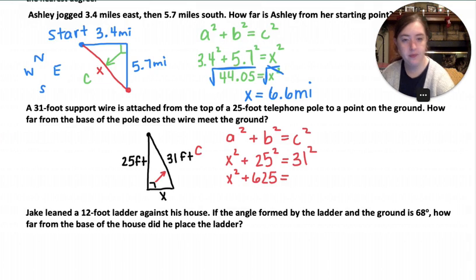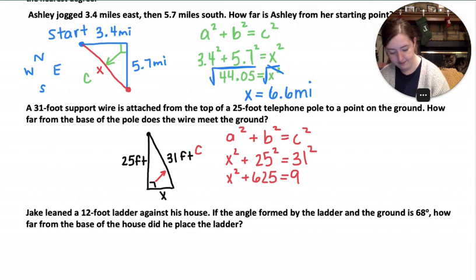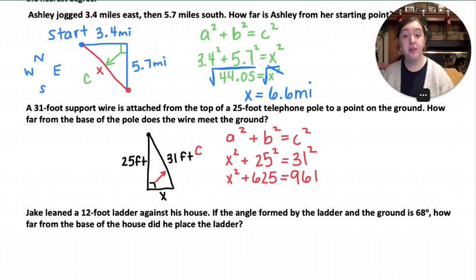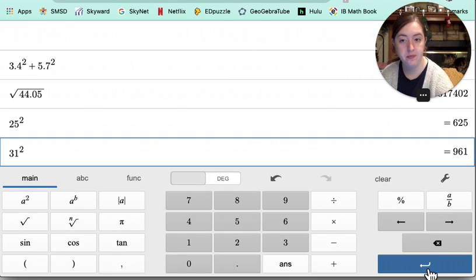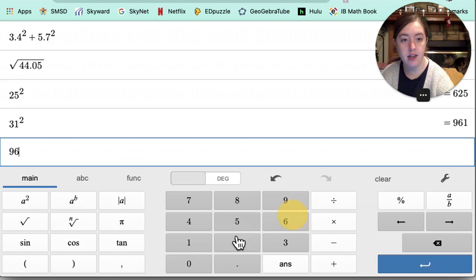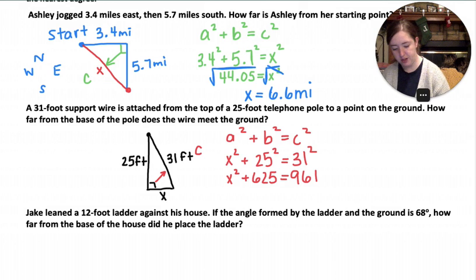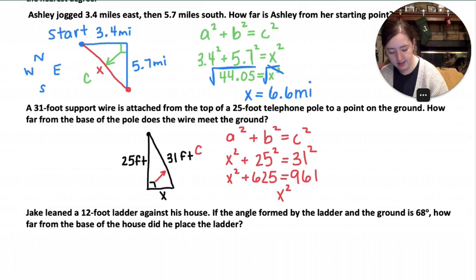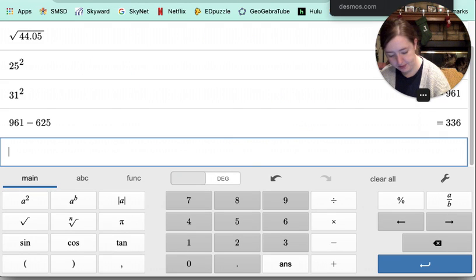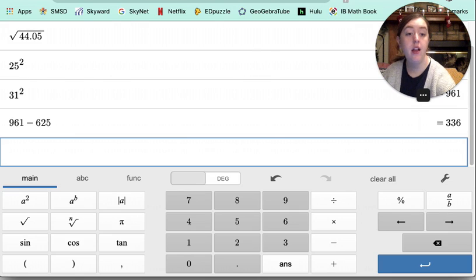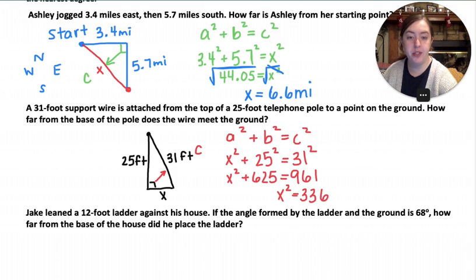961, okay. So the next thing we need to do is subtract 625 from both sides. 961 minus 625 is 336. So when we subtract 625 from both sides, x squared equals 336. So now we have x squared equals 336.